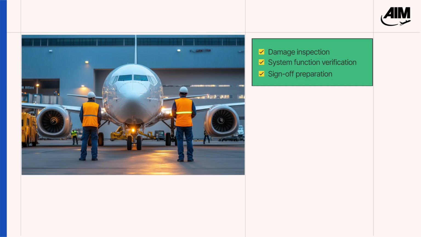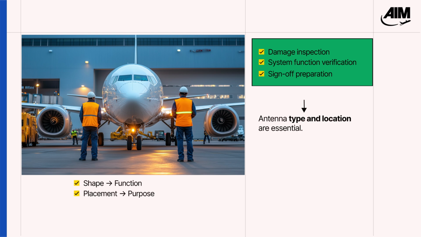So, whether you're inspecting for damage, verifying system function, or preparing for a sign-off, recognizing antenna types and locations is essential. The shape reveals the function. The placement confirms the purpose.